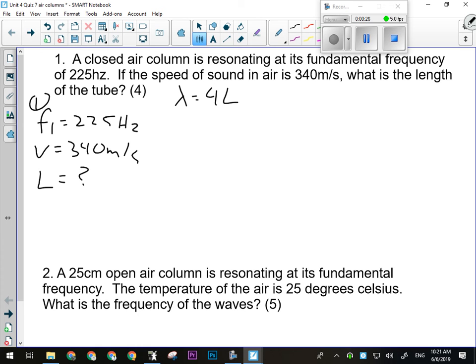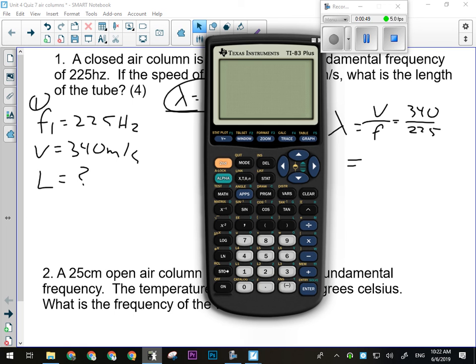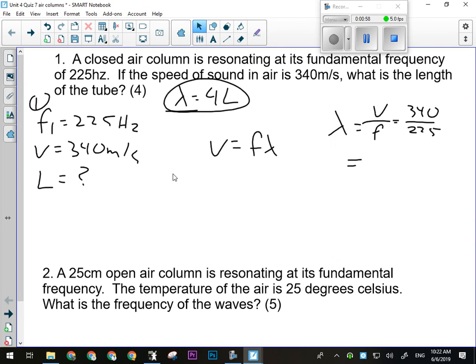Okay, if I'm going to find the length of the tube using this formula, what do I need that I don't have? I don't have lambda. So I'm going to find it using V equals F times lambda. So lambda will equal V over F, 340 divided by 225. So we're getting our wavelength here to be 1.51 meters.